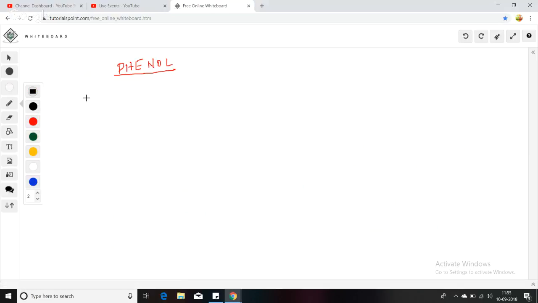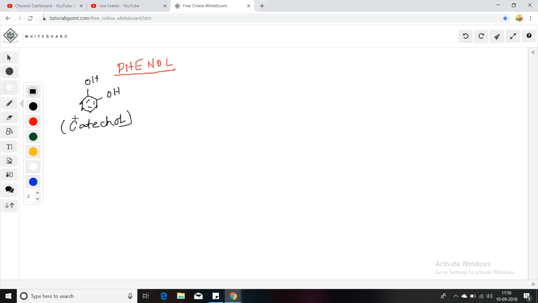So first, if you have a benzene ring, and on this ring, if you have two hydroxy groups, OH groups, present at adjacent carbons, like this, suppose we have double bond, double bond, double bond. Here we have OH, and here we have OH. Two OH present at adjacent carbon, so we call it catechol. C-A-T-E-C-H-O-L.